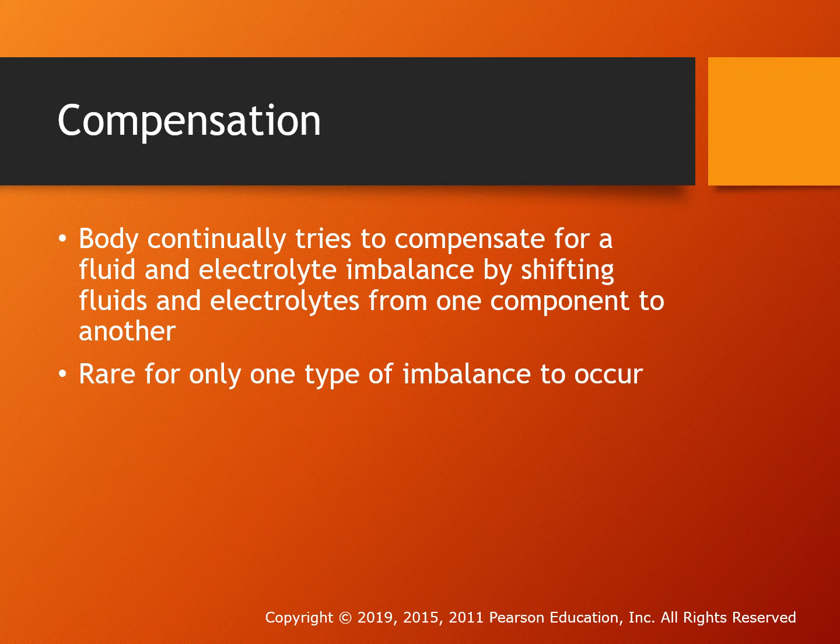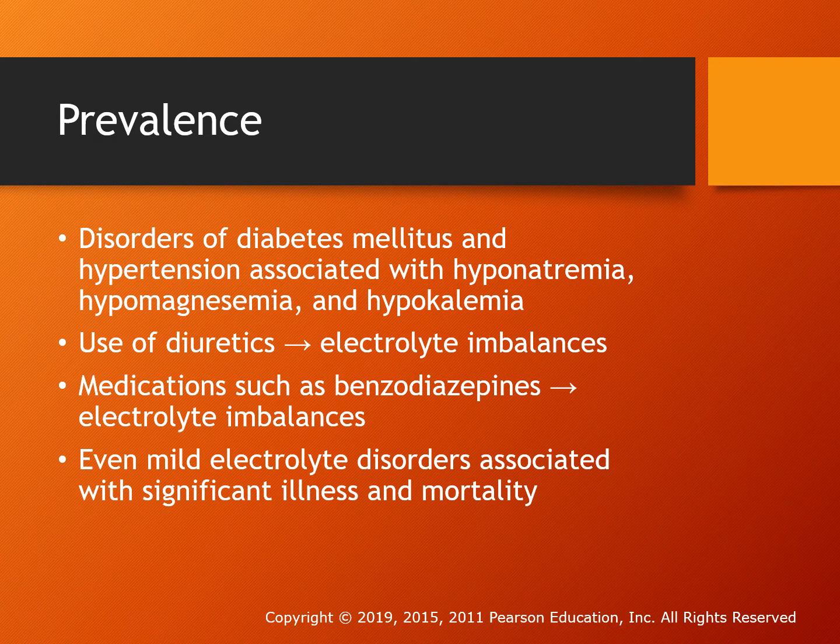So we know that we have to have the correct balance to make our cells work. If they're too dry, they're not going to work, and if they're too full, they're going to rupture and not work. Compensation. So what's going on with compensation? The body continuously attempts to compensate for a fluid and electrolyte imbalance by shifting fluid and electrolytes from one component to another. So it's rare for only one type of imbalance to occur, but the body will compensate, and it'll try to reserve what it has.